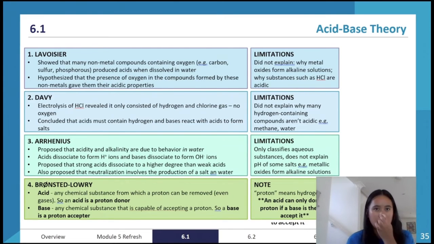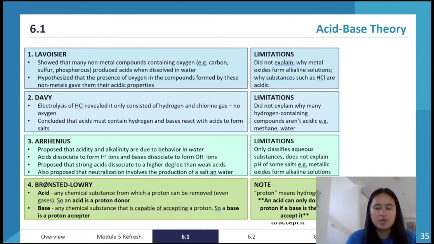We moved on to Davy, and Davy hypothesized that acids must contain hydrogen and bases react with acids to form salts. So in Davy's theory, everything that contained hydrogen was basically an acid. And that's why it was limited, because why were so many hydrogen-containing compounds not acidic? Why was water neutral? Why was methane neutral? And that wasn't really explained until Arrhenius.